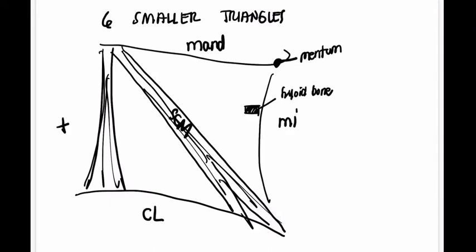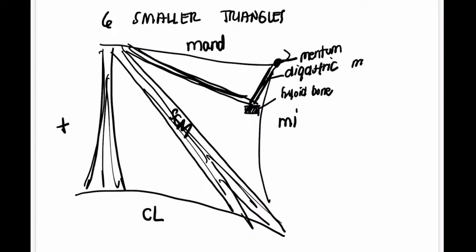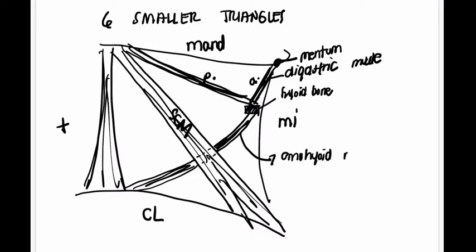And we have another muscle, and this muscle is called the digastric muscle. As you can see, we have two bellies. This is what we call the digastric muscle, the anterior belly and the posterior belly. And another muscle is called the omohyoid muscle. It is divided into two by the sternocleidomastoid muscle, which is the superior and the inferior part of the omohyoid muscle.